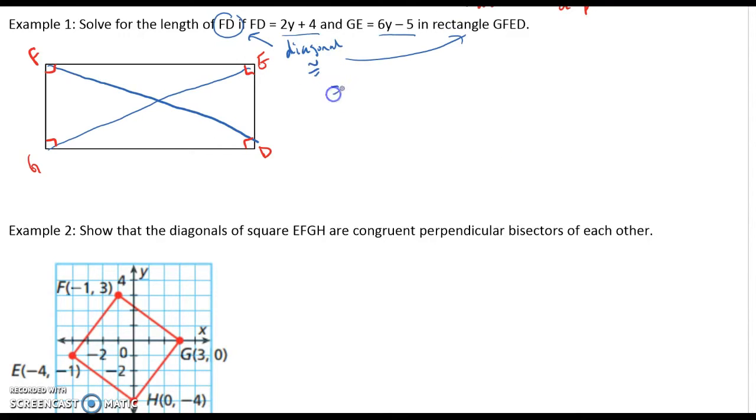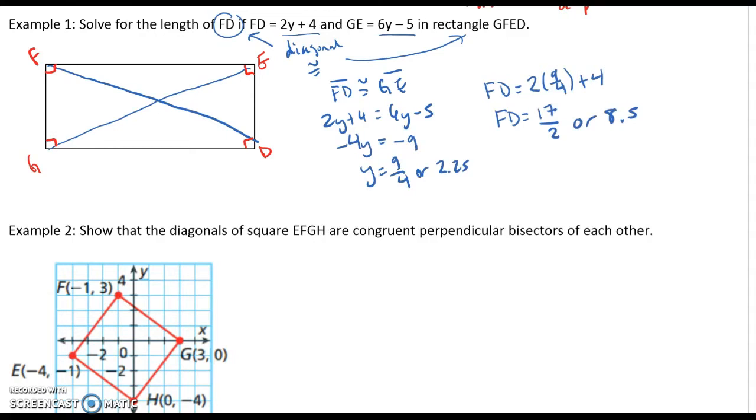So that means FD should be congruent to GE, which means my equation should be 2y plus 4 is equal to 6y minus 5. Then I can solve for y and plug it in to find FD. All right, so there's the work. So I got y equals 2.25 or 9 over 4. Then I plugged that in to get FD, which is about 8.5.